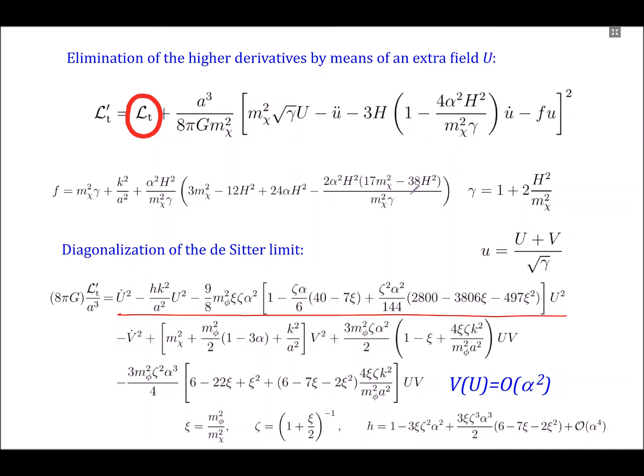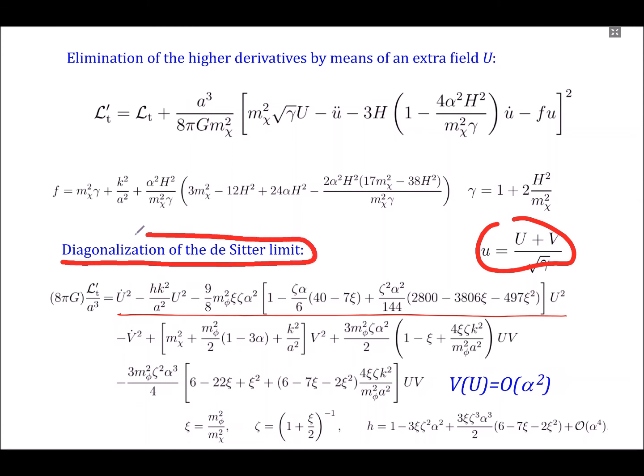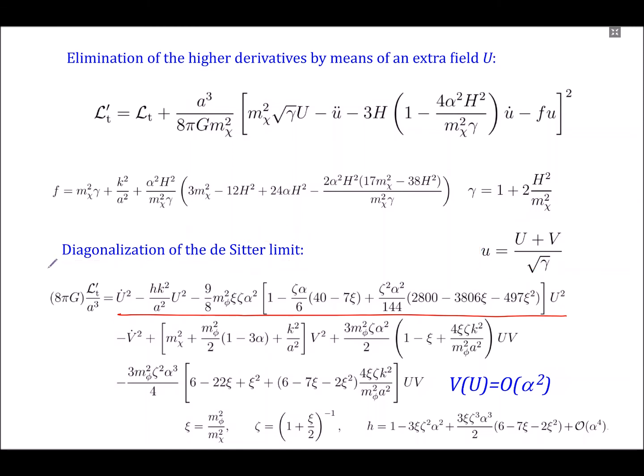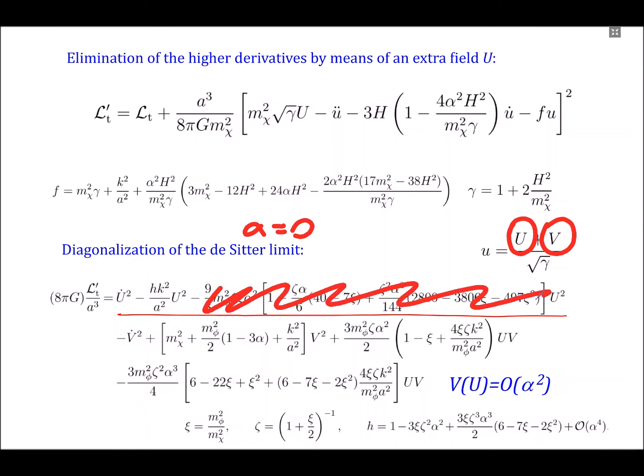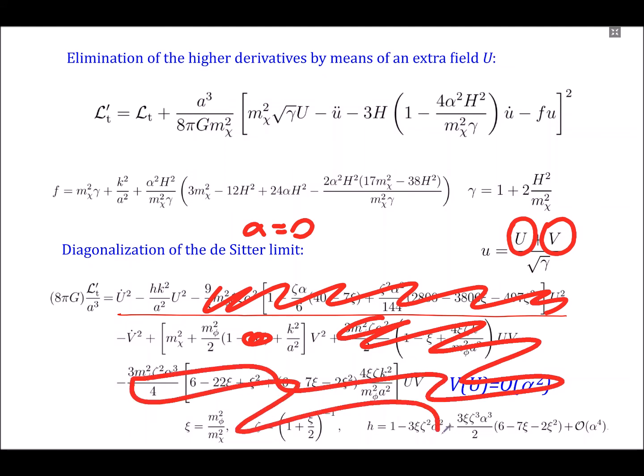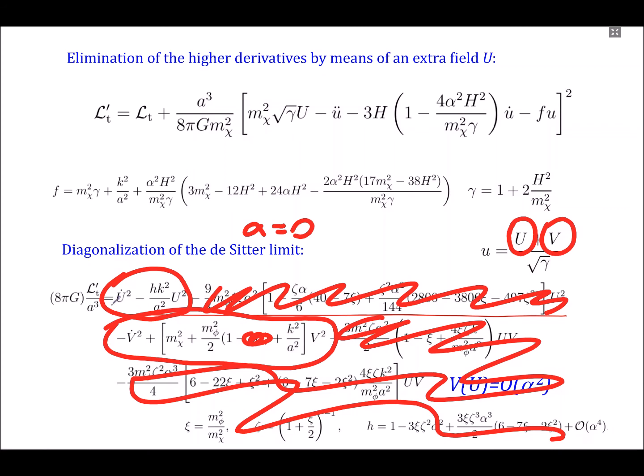But then a lucky coincidence will show you that you can, with a change of variables, diagonalize the two degrees of freedom that you will remain with, which will be capital U and capital V, in the de Sitter limit. De Sitter limit means alpha equals 0. That's where the coupling is 0. This disappears, and everything else disappears. So in the de Sitter limit, the two degrees of freedom, U and V, decouple. And one is physical because it has the correct sign in front, and the other one is the fakeon.